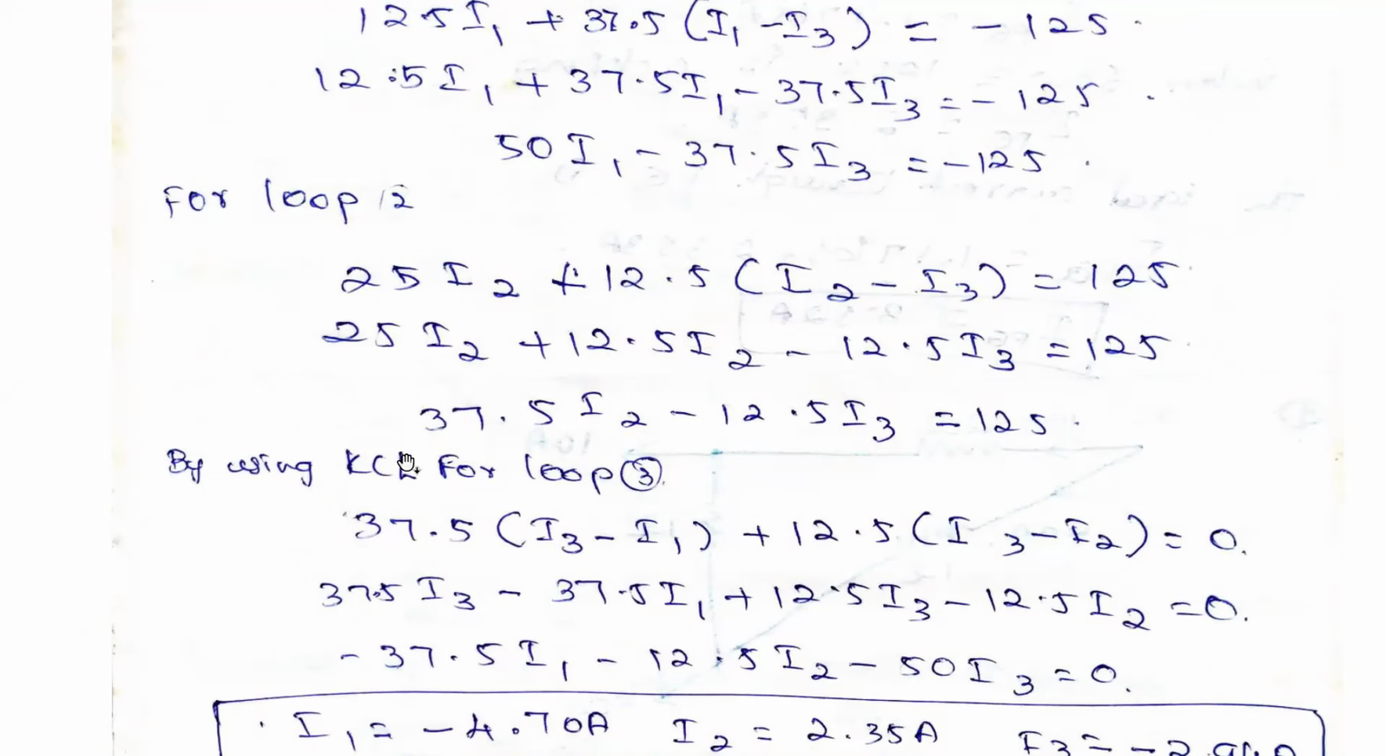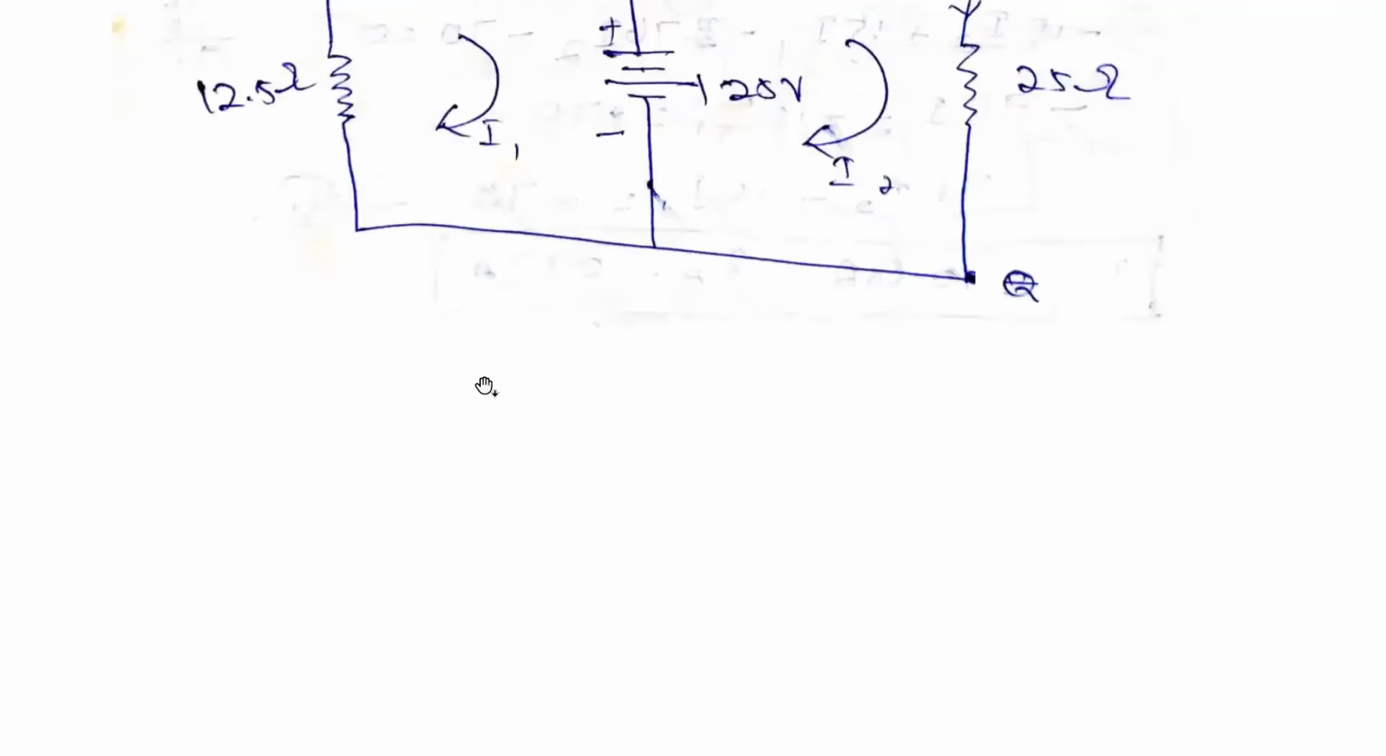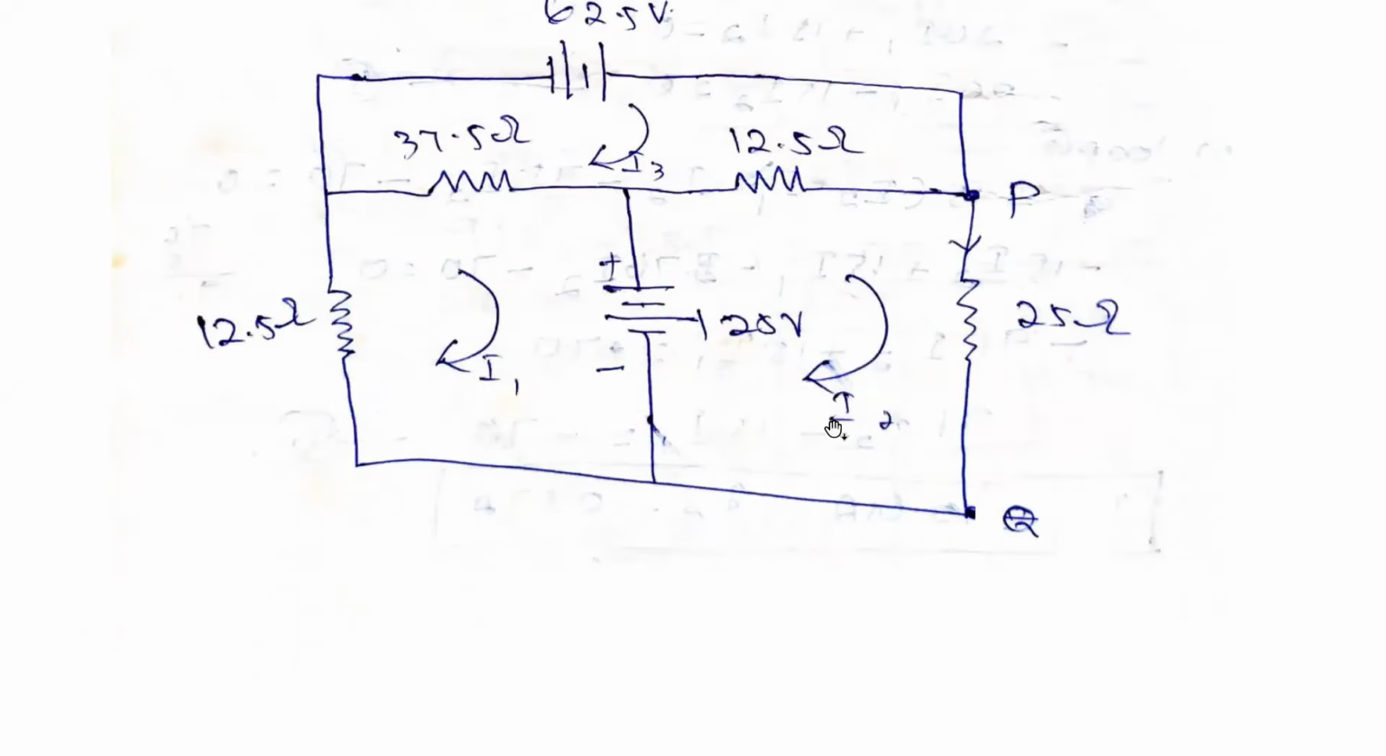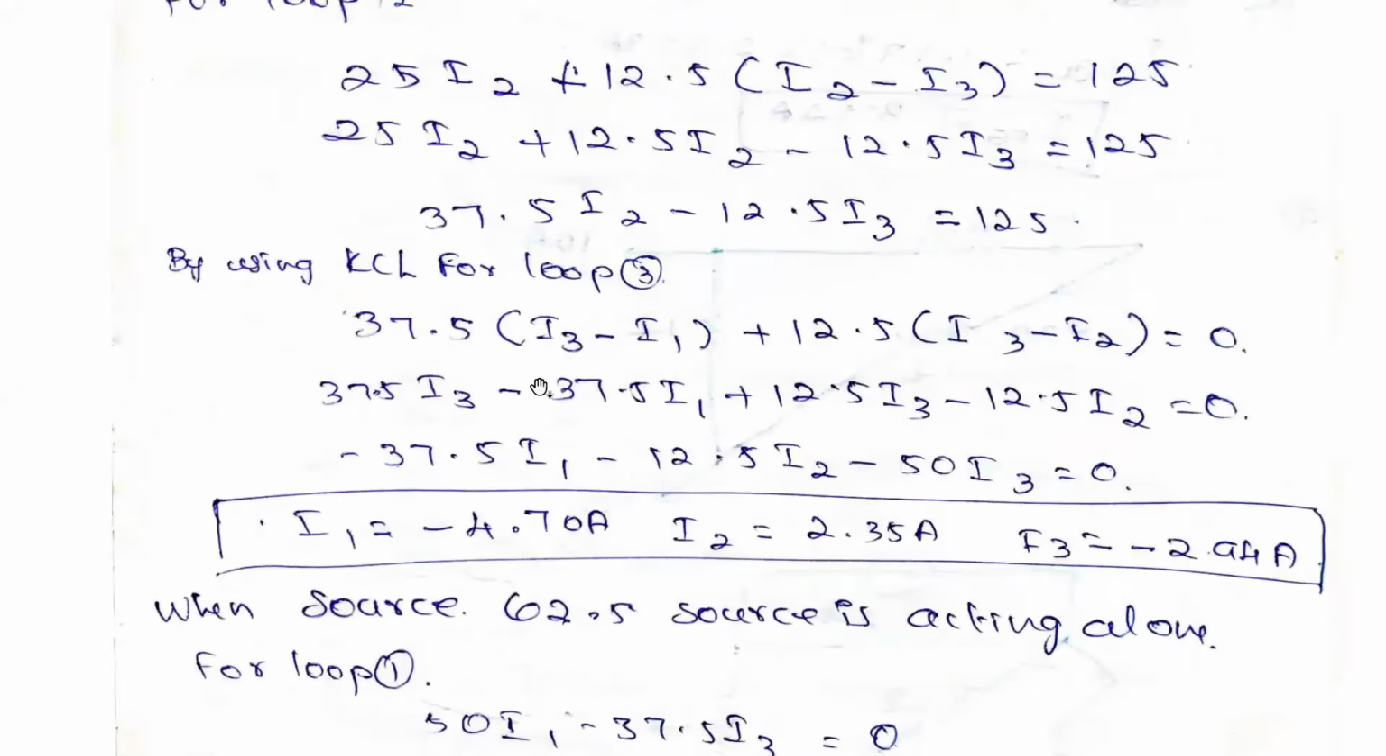Next, applying KCL in loop 3, that is mesh analysis in loop 3, again the same thing. Here it is 37.5 into I3 minus I1. The current is flowing from minus to plus, so minus 62.5. Again, 12.5 into I3 minus I2 is equal to 0. That's all.